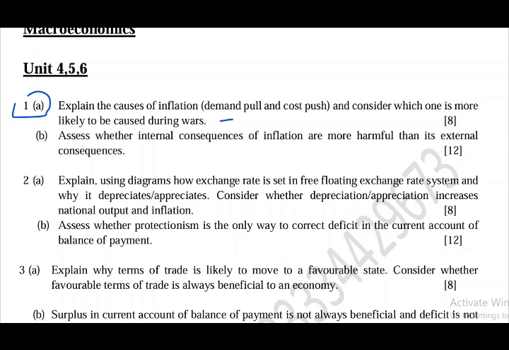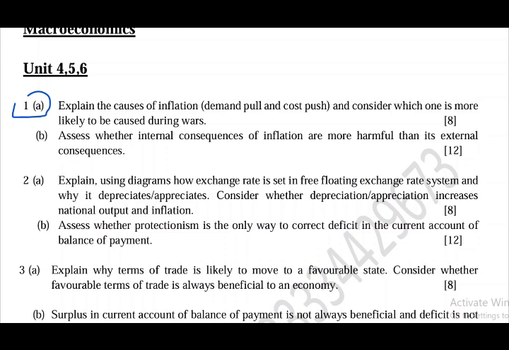Okay, so the examiner may mention any of the factors that may affect demand pull or cost push inflation. I'm mentioning wars here because this is the current scenario. Wars are happening everywhere these days. Many countries are facing wars these days. So the examiner may mention this word, but it is not necessary that he will mention this word, but any of the factors that can cause demand pull or cost push inflation.